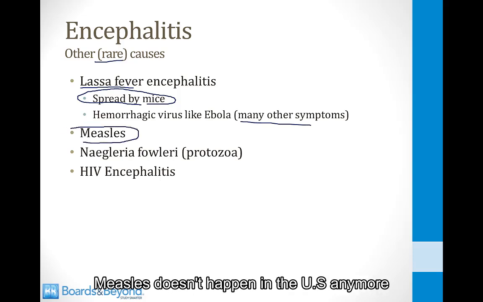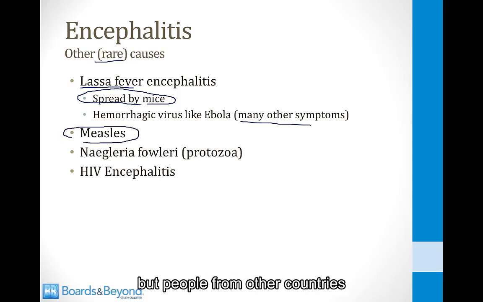Measles doesn't happen in the U.S. anymore because of vaccination, but people from other countries or unvaccinated children can get measles, and then what happens is they survive, but 5 or 10 years later they can get something called subacute sclerosing panencephalitis, where basically they get inflammation of their whole brain, and it's usually fatal. It's very hard to treat, and remember, it will come on years after the initial infection.